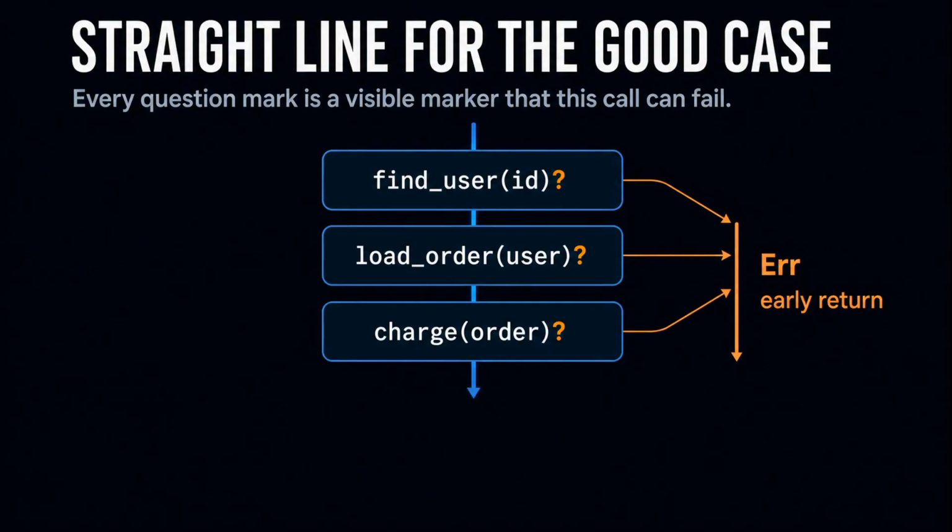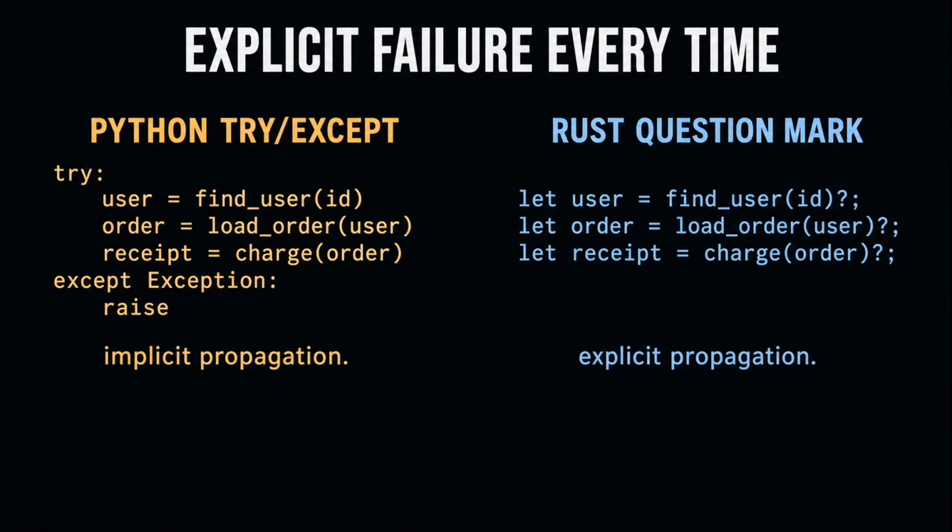When you write a question mark after a Result, Rust does the boring part for you. If the value is Ok, execution continues with the inner value. If it is Err, the function returns early with that error. The whole happy path stays a straight line. So you can write find_user, then load_order, then charge_order, each ending in a question mark. The failure handling is implicit in the operator and visible at every line where it appears.